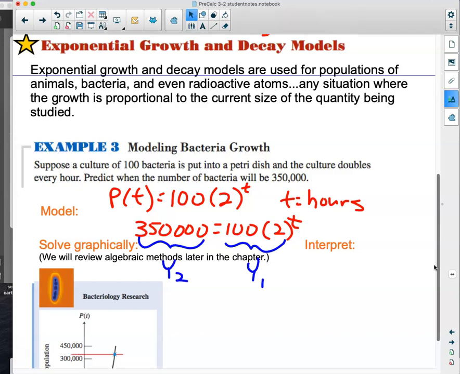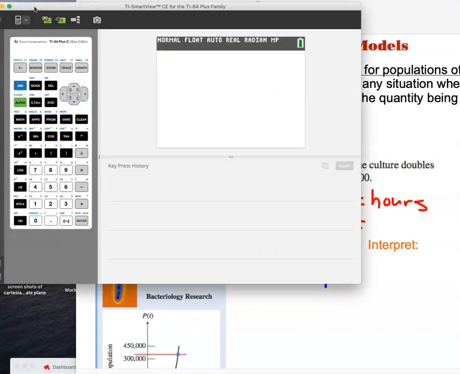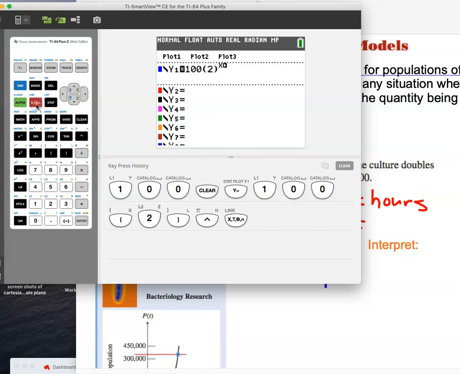So that we can start to get a feel for the window. What should we use for a window for a problem like this? So into the graphing calculator we go. Whoops, better get into the y equals piece there. 100 times 2 to the x. And we want to know when that will come out to be 350,000.